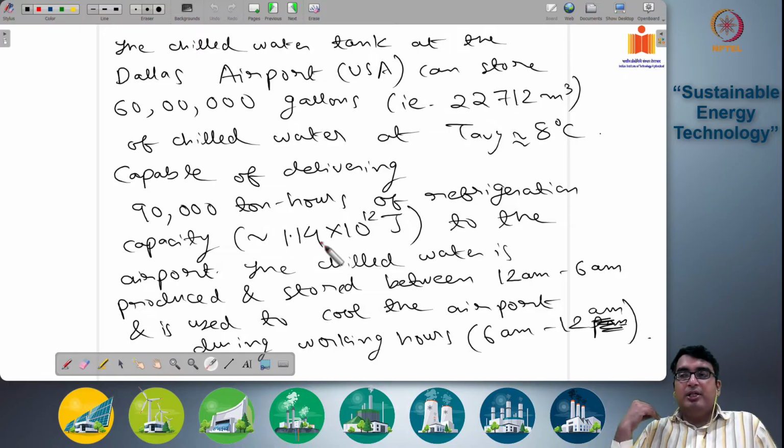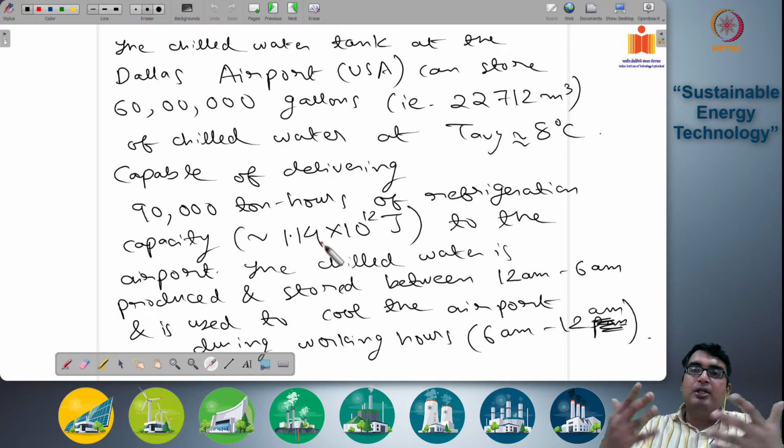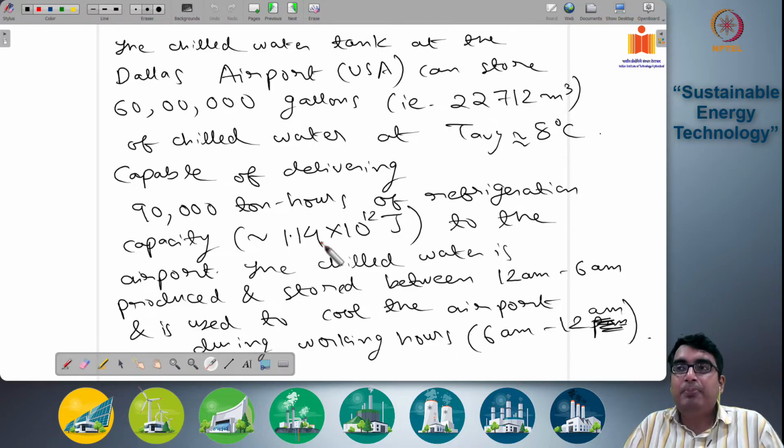The chilled water is produced and stored between 12 am and 6 am when the airport is usually closed, and is used to cool the airport during working hours, which is 6 am to 12 am. So this is an established commercial system which is helping to reduce the electricity demand during the peak hours for an extremely busy international airport.